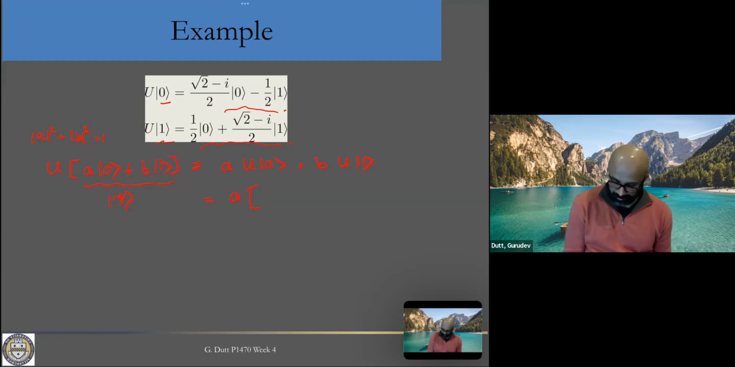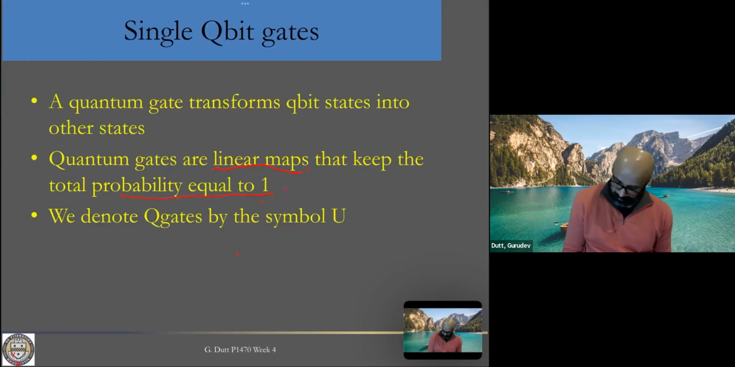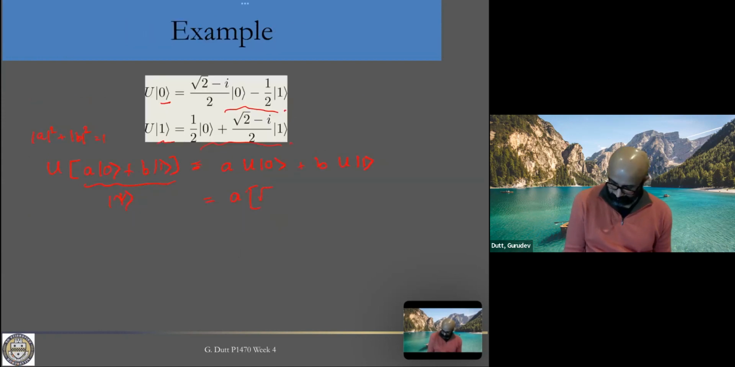Okay. So U acting on 0 is root 2 minus I by 2 acting on 0 minus 1/2 acting on 1. And similarly, this is B times half state 0 plus root 2 minus I divided by 2 state 1. And now we need to verify that this is normalized. So to do that, we'll collect all the terms that have the state 0 and all the terms that have state 1, and that'll be our new coefficients A1 and B1 for this new state. So let's just do that.